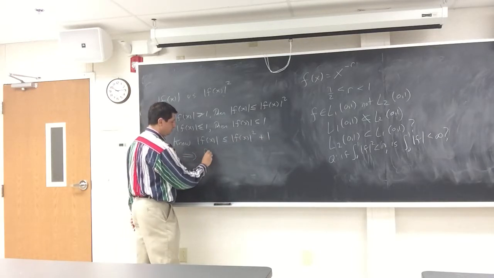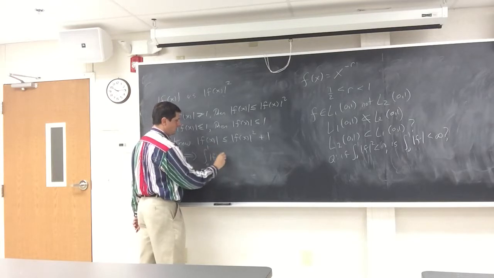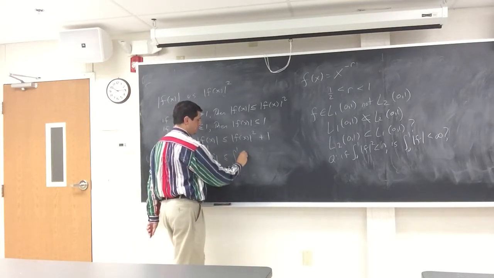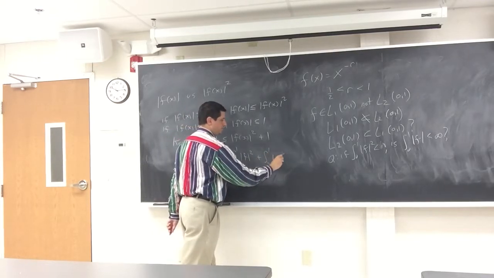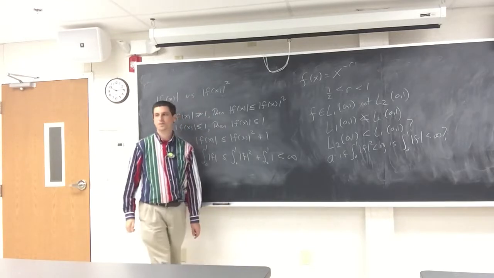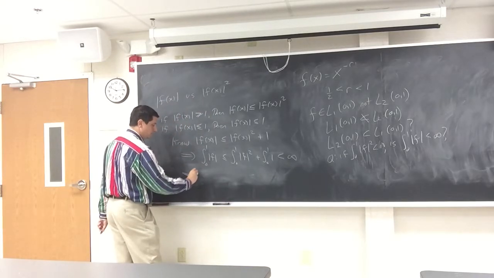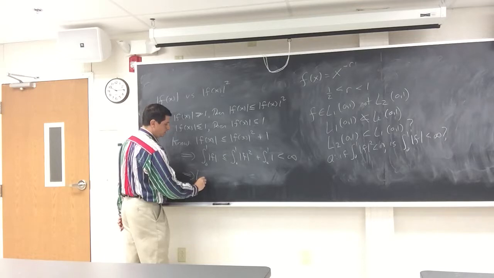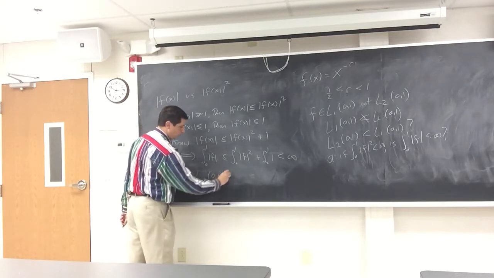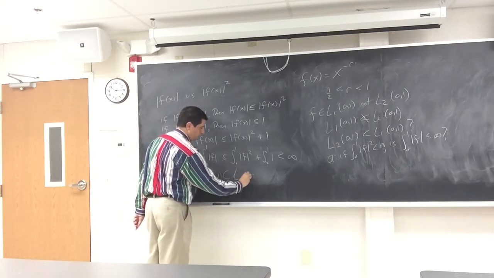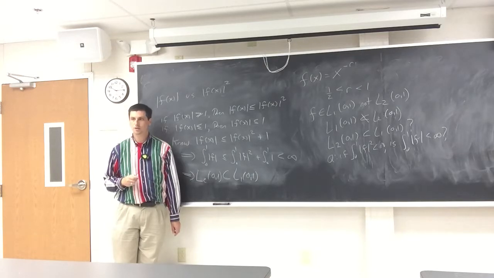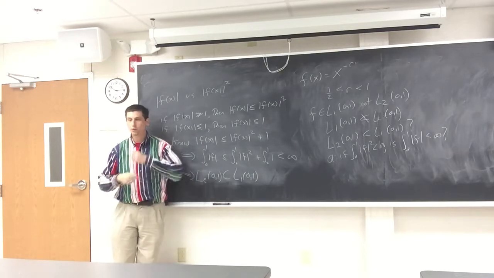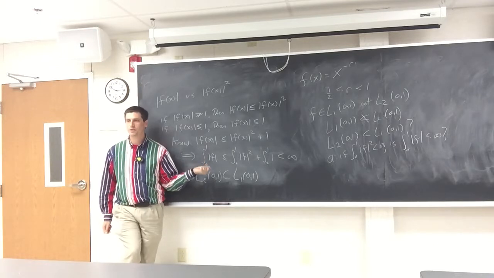Therefore, the integral of f from 0 to 1 is less than or equal to the integral from 0 to 1 of f squared plus the integral from 0 to 1 of 1, which is less than infinity. So we actually can conclude that L2 of 0, 1 is a subset of L1 of 0, 1. The square integrable functions on 0, 1 are also integrable. The other way does not go. It's not a proper equality.